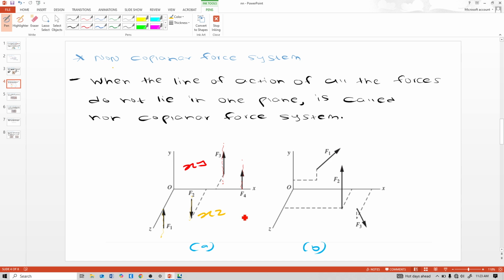See, the word itself tells us non-coplanar. This word, coplanar word.